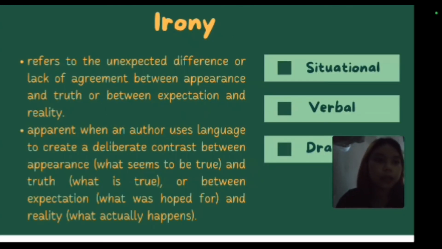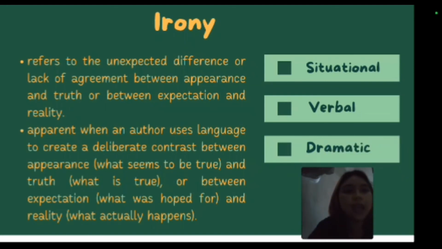Now, irony refers to the unexpected difference or lack of agreement between appearance and truth, or between expectation and reality. It is apparent when an author uses language to create a deliberate contrast between appearance, what seems to be true, and truth, what is true, or between expectation, what was hoped for, and reality, what actually happens. There are different types of irony: situational irony, verbal irony, and dramatic irony.